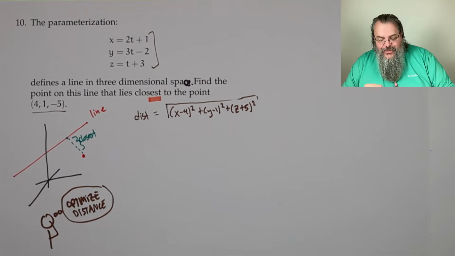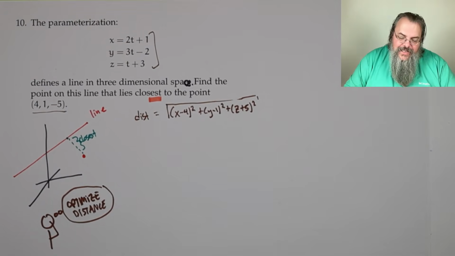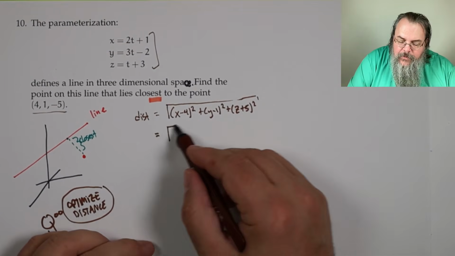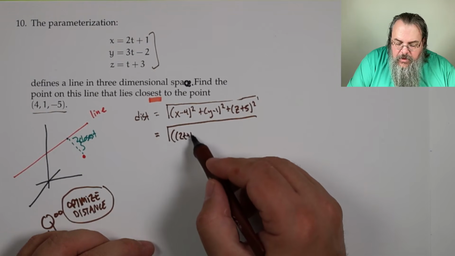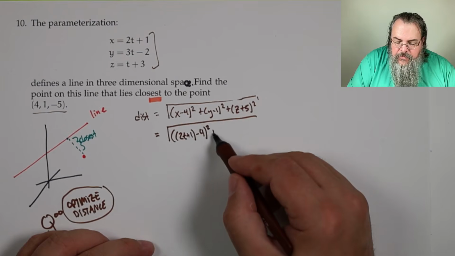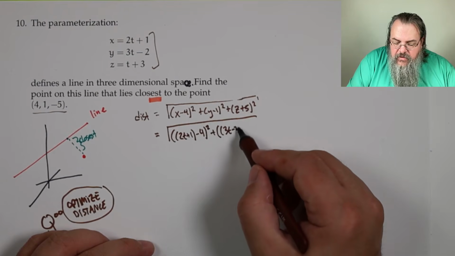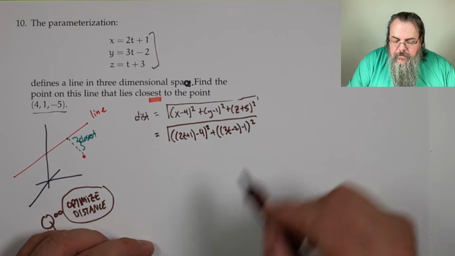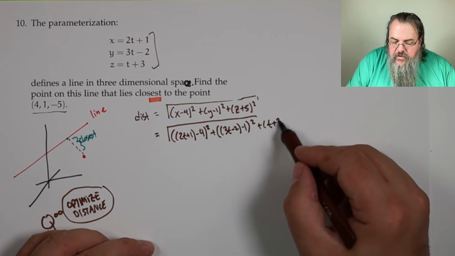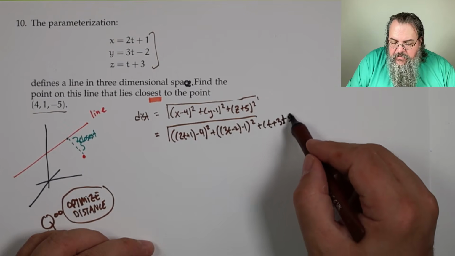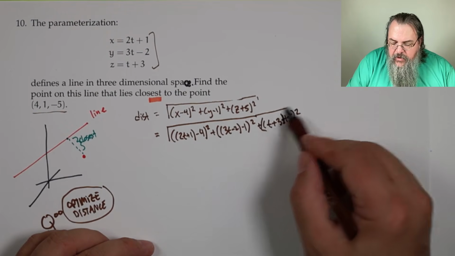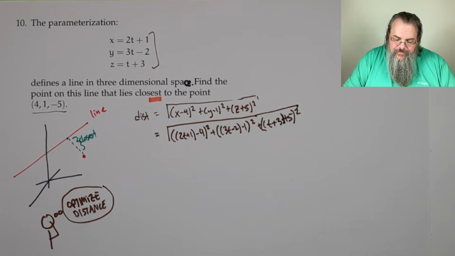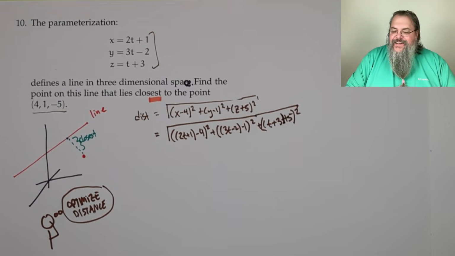But there's another issue, which is probably going to be more distressing. Well, okay, let's do that one first, and then we'll talk about our more distressing part. So we have (2t plus 1 minus 4) squared plus (3t minus 2 minus 1) squared plus (t plus 3 plus 5) squared. Okay, we'll clean that up. The square root, that's the other thing.